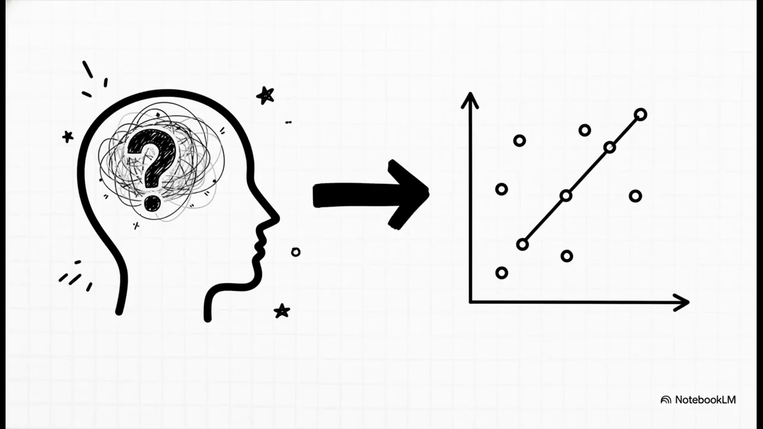And that tool, it's called correlation analysis. Basically, it takes you past a simple gut feeling. It measures exactly how strong the connection is and in what direction. It boils it all down to a single number that tells you the real story. It's all about finding that signal in the noise.